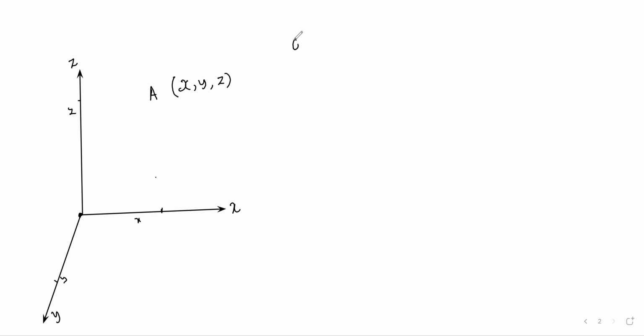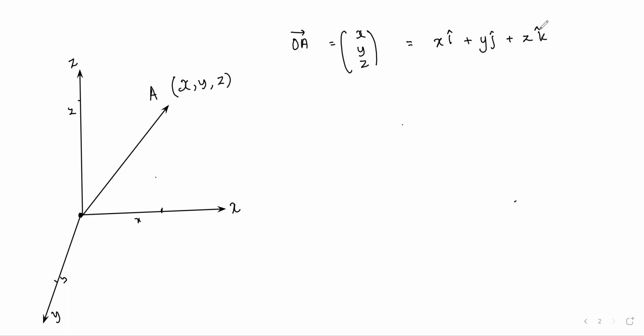Then what is the position vector OA? The position vector OA is (x, y, z), written in column vector form. And it can also be written as xi, where i is a unit vector in the x direction, plus yj, where j is a unit vector in the y direction, and zk, where k is a unit vector in the z-axis.